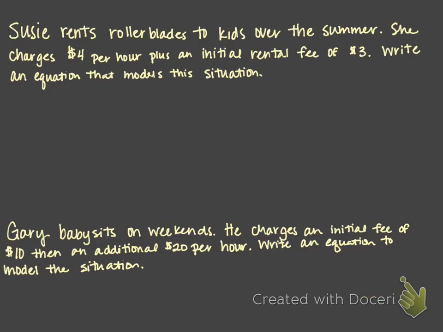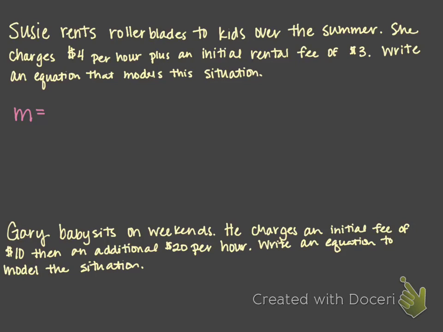Alright, now we're going to look at some word problems. So how can we write an equation given a word problem? The first thing we want to do again is find our slope, or our growth. So what is going to be consistently growing here? And then our starting value.